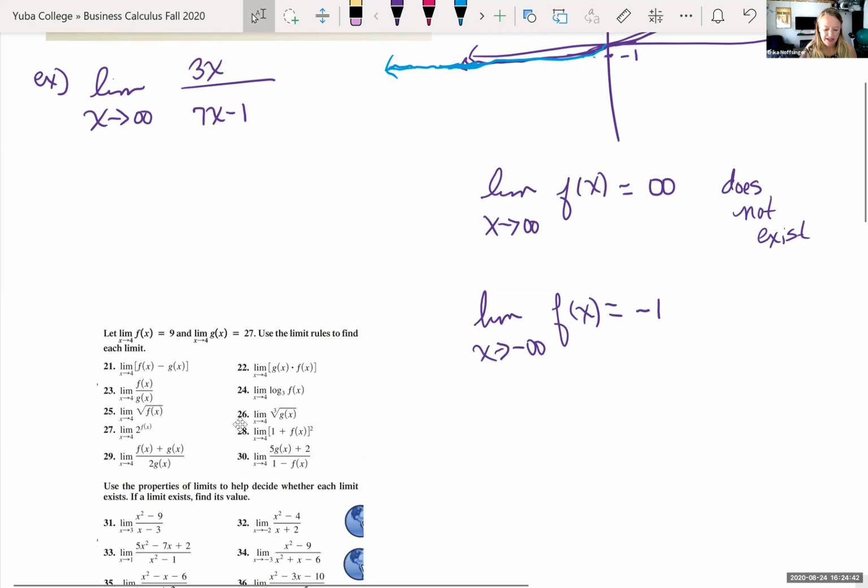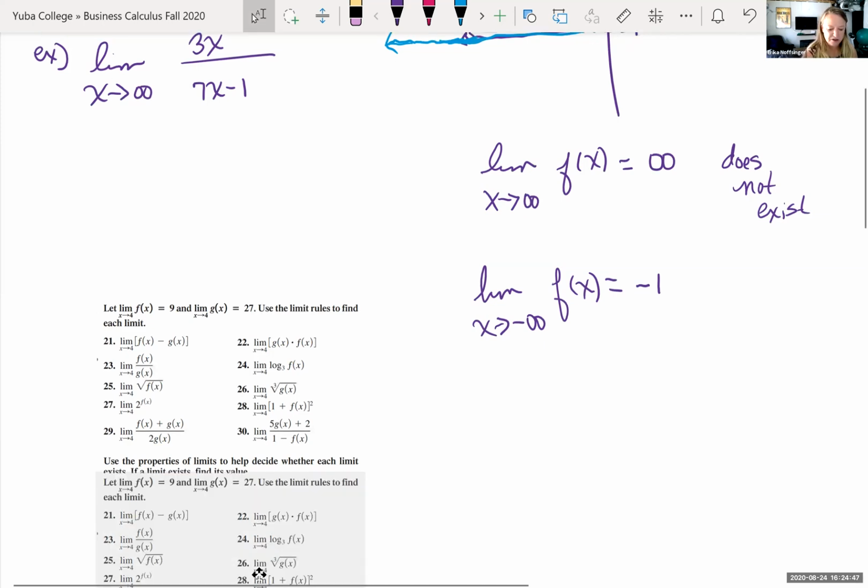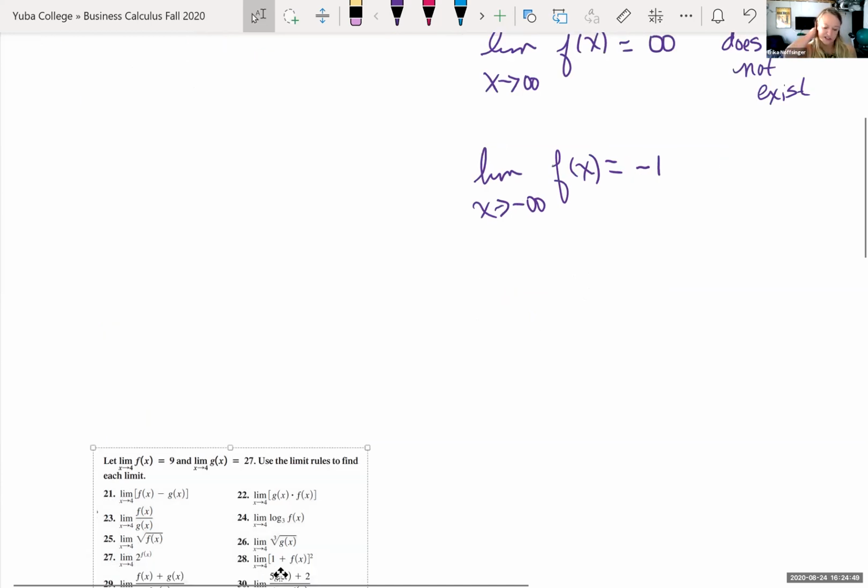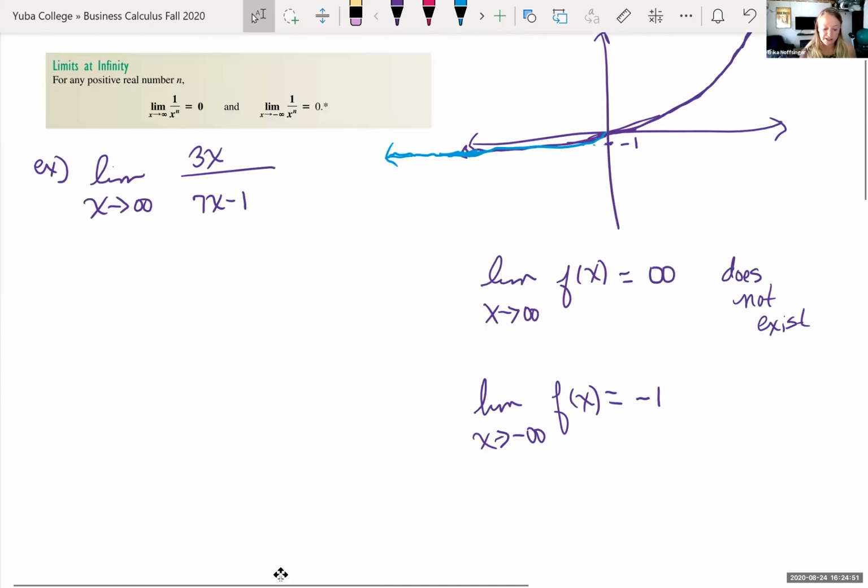So if you go in here and you plug in infinity wherever you see an x, you have your numerator, which is blowing up, because 3 times something getting large is getting really large. And we have our denominator blowing up. And so when we plug in infinity, you should see that you get kind of like infinity over infinity. So this is another indeterminate form.